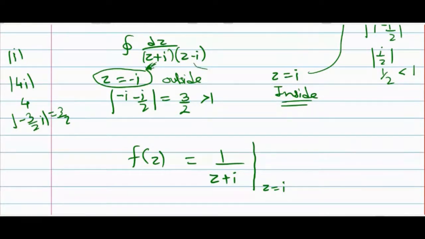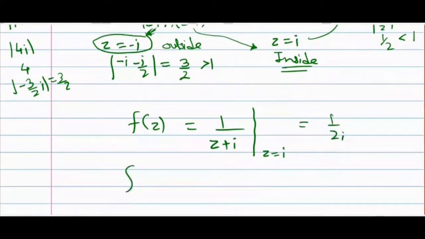And this is the point. If the point is inside, we will calculate the function at this point. So it becomes 1 upon 2i. Then we know that the integration answer is 2 pi i times this value. So that is nothing but 1 upon 2i. 2 cancels, i cancels, the answer is pi.